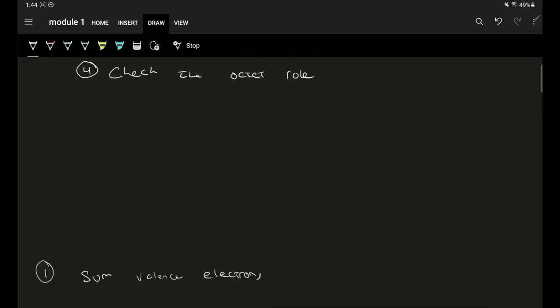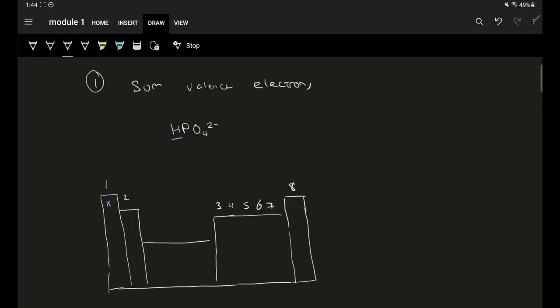In step 1, we sum our valence electrons. Now, we need to find where each atom resides in the periodic table to know how many valence electrons go with it. Hydrogen, our first atom, is located in the first group. Phosphorus is located in the same group as nitrogen. Now I should probably be tracking these along the way. And so it has 5 valence electrons. Oxygen neighbors nitrogen and has 6 valence electrons.